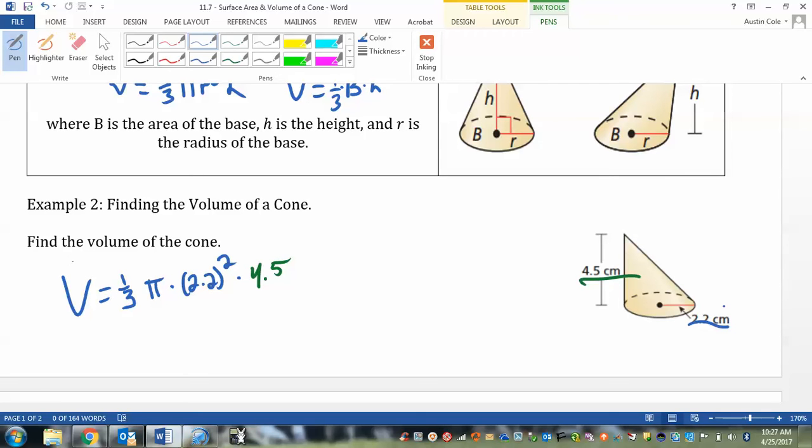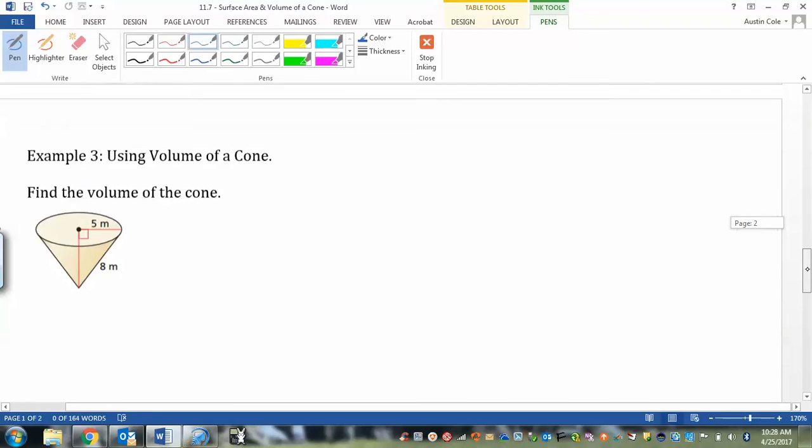You guys get 22.81 centimeters cubed? I agree. So volume is going to be 22.81 centimeters cubed. All right, any questions so far? No. Okay.